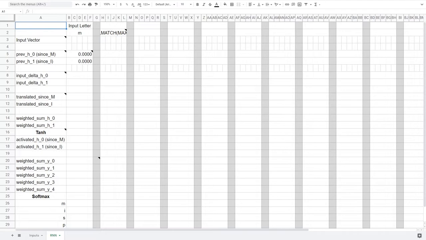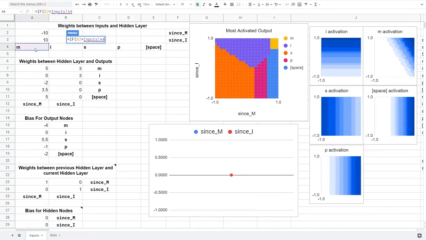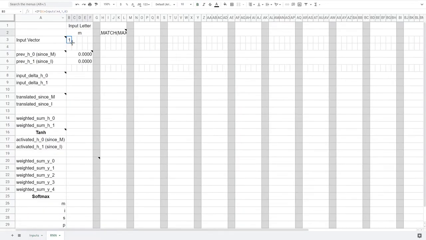The first thing we need to do is use one hot encoding to take our letter and turn it into a form our RNN can work with. Mississippi has four distinct letters, and we're also using a space, so we have a vector here of length 5 that corresponds to that vocabulary, that is, the letters we're using. One hot encoding means that exactly one of these five boxes will have a 1 in it, and the rest will be 0. We can implement that using some if functions. We will be sure to reference the letters in the same order that we used in the other sheet.